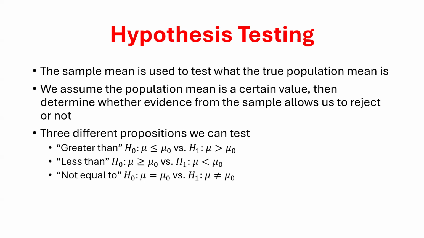I stack the deck against myself with my null hypothesis, which is that the true mean is in fact equal to that value. Well, here's where it gets a little bit tricky, because now if I have this assumed true value, I then take a sample and I turn that into a z-value, right?